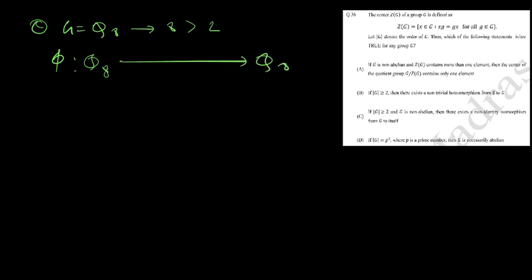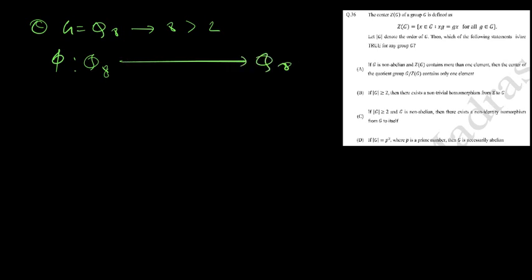Now option C. In option C, it's given that if the order of G is greater than or equal to 2 and G is non-abelian, then there exists a non-identity isomorphism from G to itself. Suppose G is Q8. This is a non-abelian group and the order of this group is 8, which is greater than 2. Suppose phi is a non-identity isomorphism from G to G, meaning Q8 to Q8.